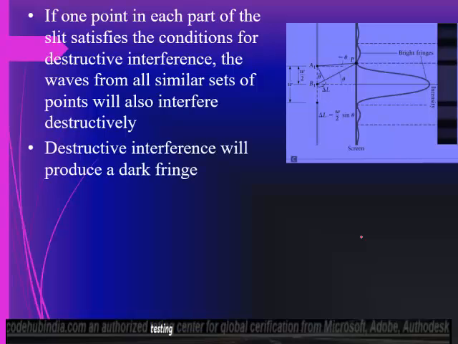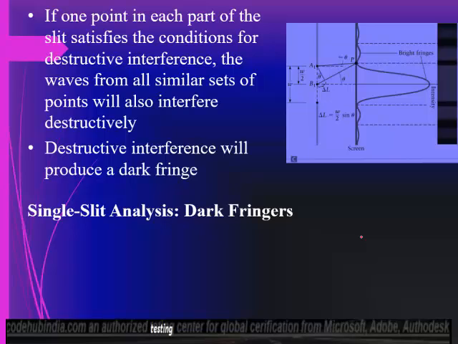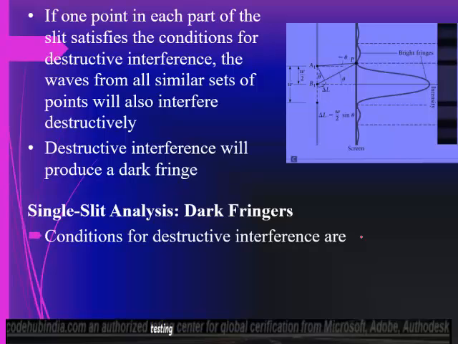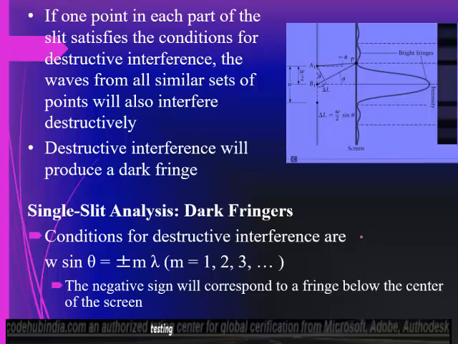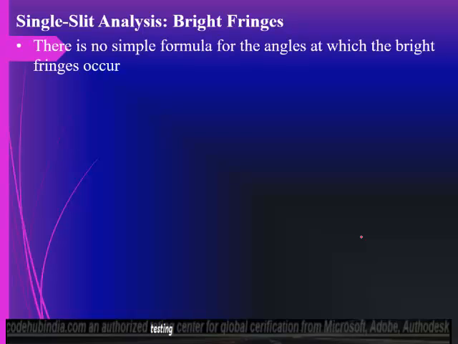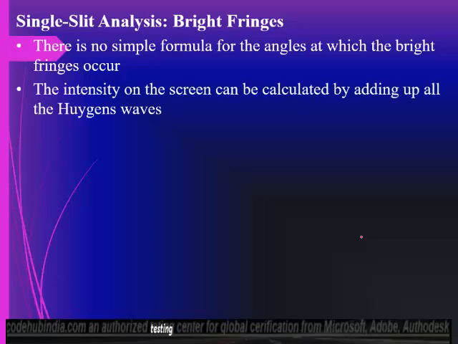Destructive interference will produce a dark fringe in single slit analysis. The condition for destructive interference is W sin theta equals plus or minus m lambda, where m equals 1, 2, 3 and so on. The negative sign corresponds to the fringes below the center. For the bright fringes in single slit analysis, there is no simple formula for the angle. The intensity on the screen can be calculated by adding up all the contributions.